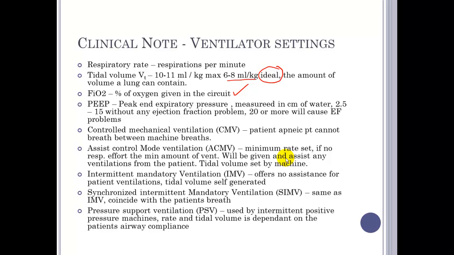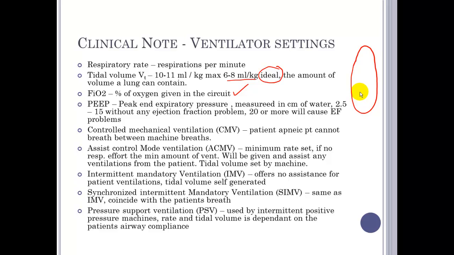20 or more will cause ejection fraction problems, and very simply that is because whenever the lungs are expanded, it reduces the amount of preload that's coming into the pulmonary trunk. So in the overall scheme of things, that's also reducing the cardiac output, or reducing the amount of ejection fraction, or ejection of blood, that is occurring in your heart. So the more that the lungs have air in them, the less cardiac output you actually have.